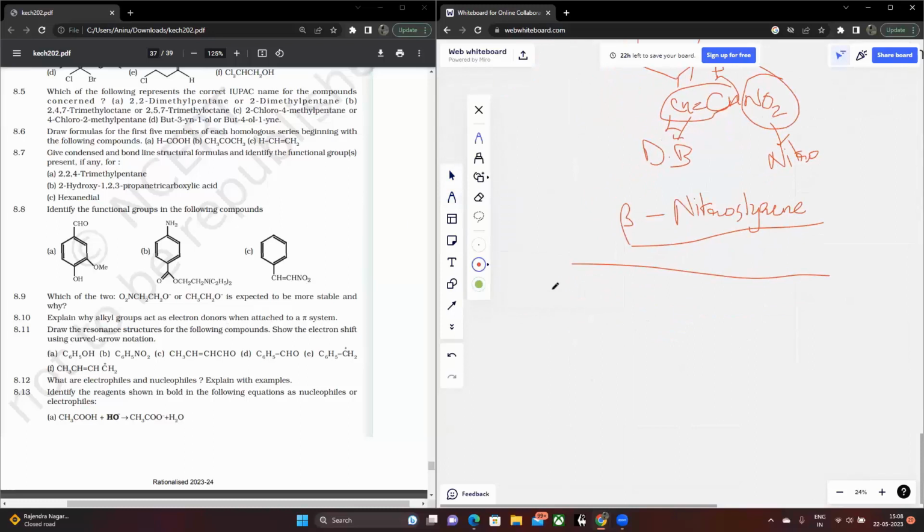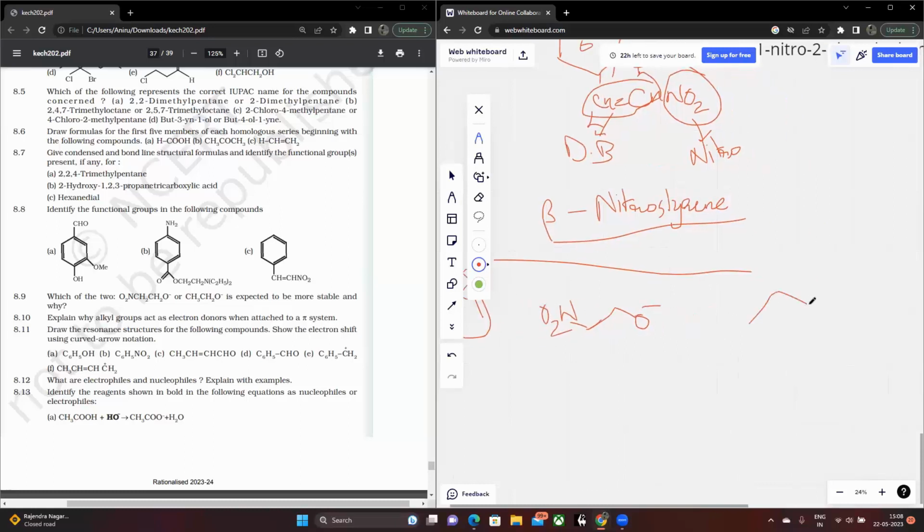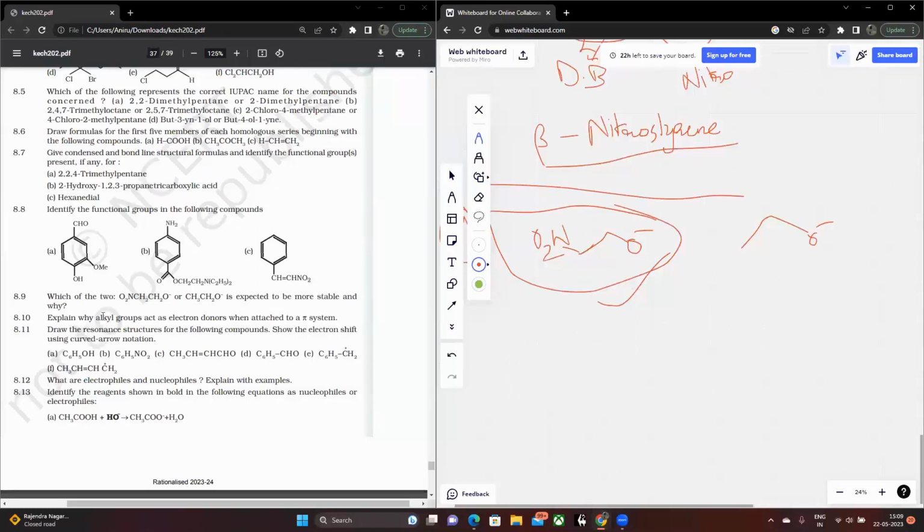Moving on to question number 9. Which of the following is more stable: this O- attached to an NO2 group, or this O-, and why? Pretty easy to see. This is going to be more stable, of course, right?